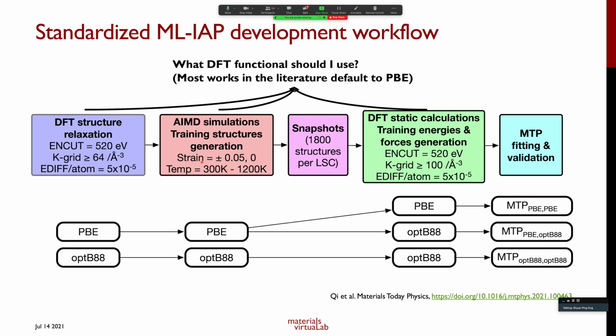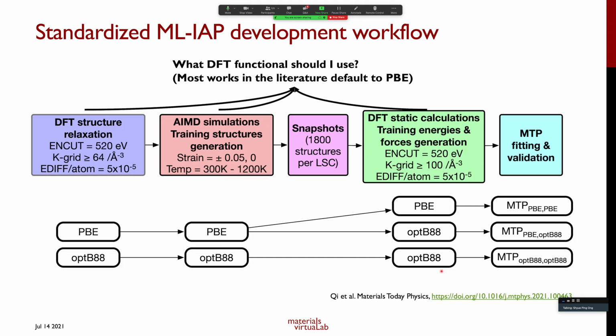Now, a key question that we wanted to explore in this work was, what DFT functional should I use for all these simulations, right? This training data generation, right? So for most of the work, if you look at the literature, they all use PBE, right? PBE is sort of like our go-to functional for everything, right? Now, but we want to see, well, is PBE giving us the wrong result sometimes, right? So we look at both PBE and OPT-B88, which is this van der Waals functional, and we look at whether, well, does it matter whether we use PBE or OPT-B88 to generate the training structures versus calculating the actual energies and forces that are going to go into our machine learning model, right?